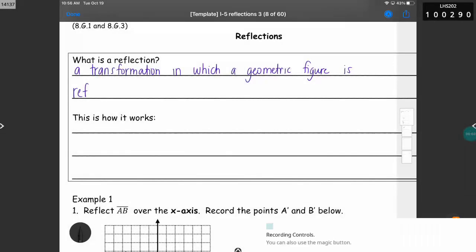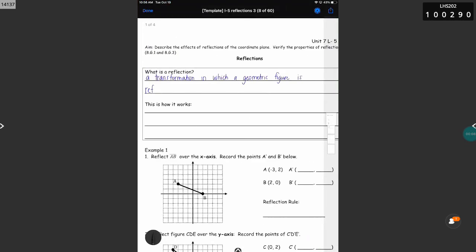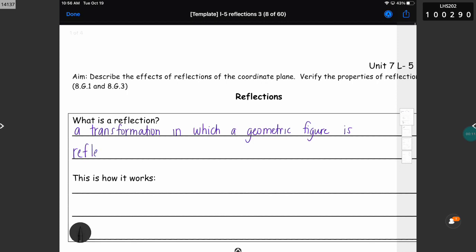All right, a reflection is a transformation in which a geometric figure is reflected or flipped across a line. Remember from last week, when we talk about reflections, we should think about a mirror, and we should think about the word flip. That is definitely going to come in handy today when we're talking about this page protector and how we're moving it. A lot of people, when they do this, they want to turn it.